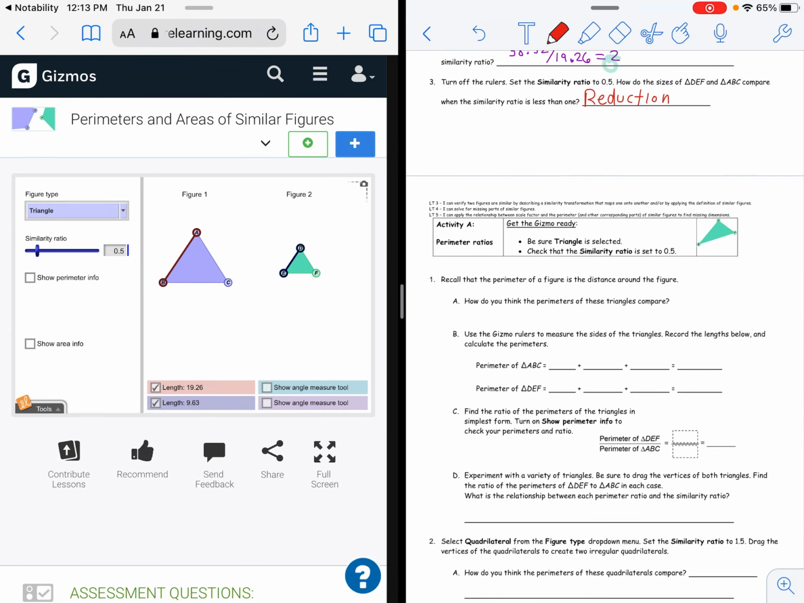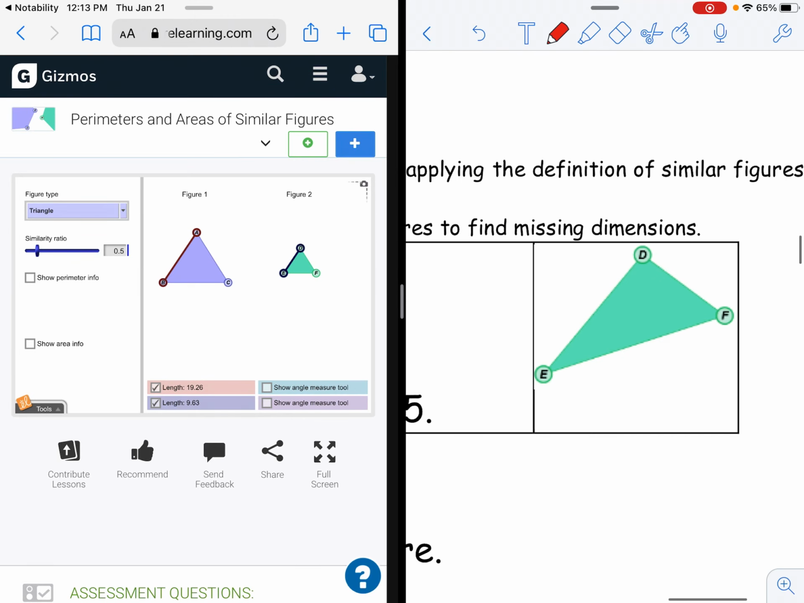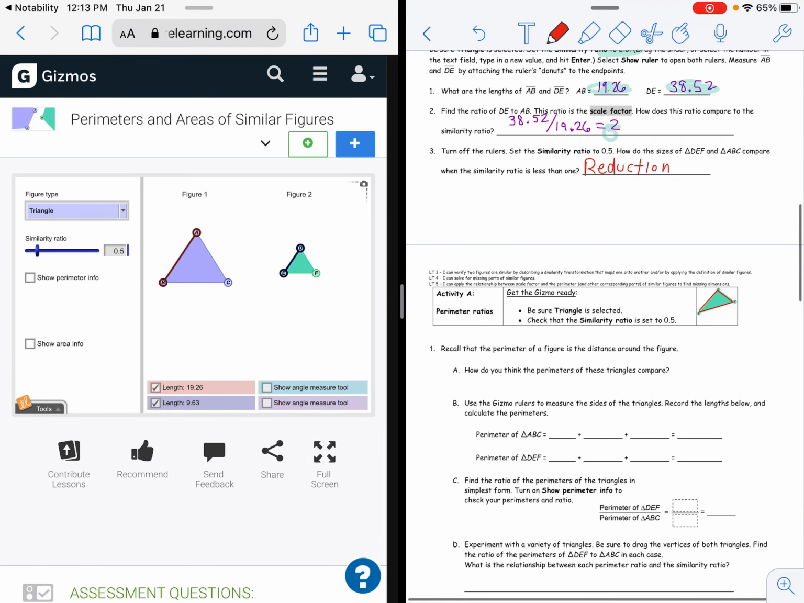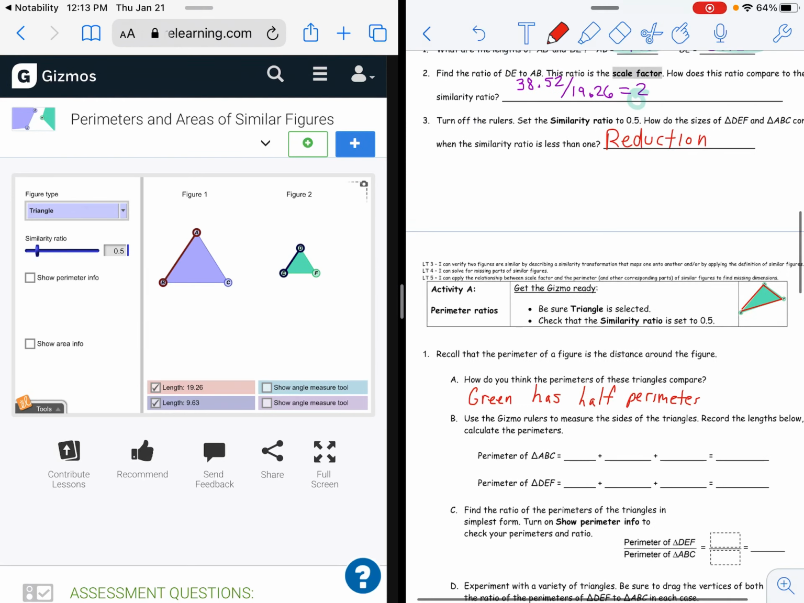Alright, so we're going to keep the similarity ratio still at 0.5. And recall that the perimeter of a figure is the distance around it. So like this right here, this red stuff would be the perimeter. Now I'm not doing a perfect job, but this should all touch. Alright, that's the perimeter. How do you think the perimeters of these triangles compare? I'm going to say green has half the perimeter of purple.